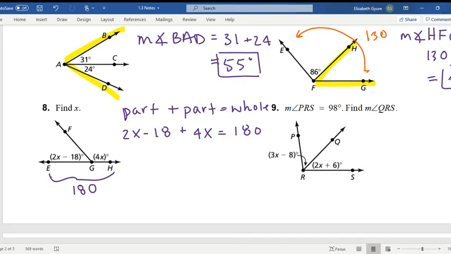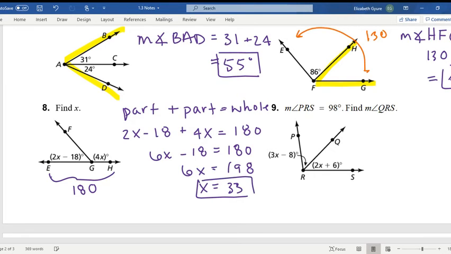Now combine your like terms. 2x plus 4x is 6x minus 18 equals 180. Add your 18 over. 6x equals 198. And divide to get 33. Okay, so that's a part plus part equals whole problem.